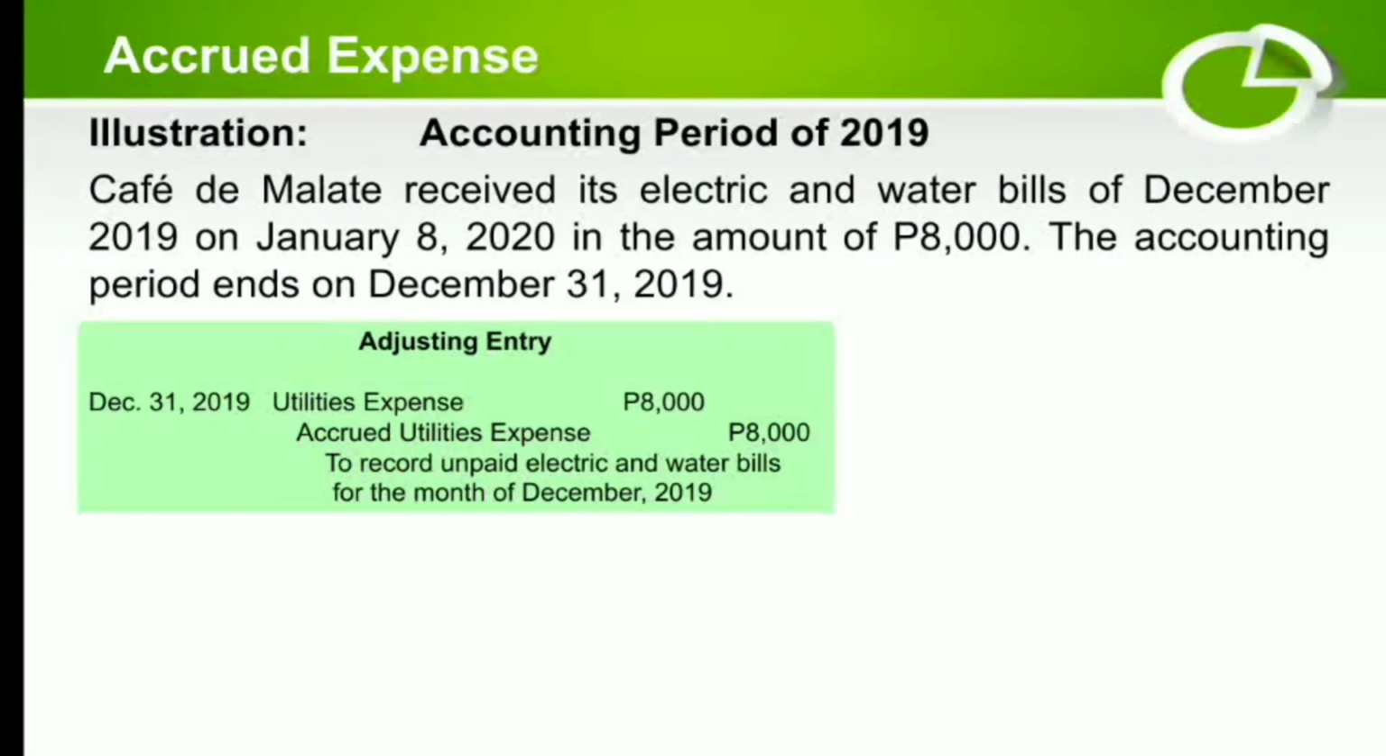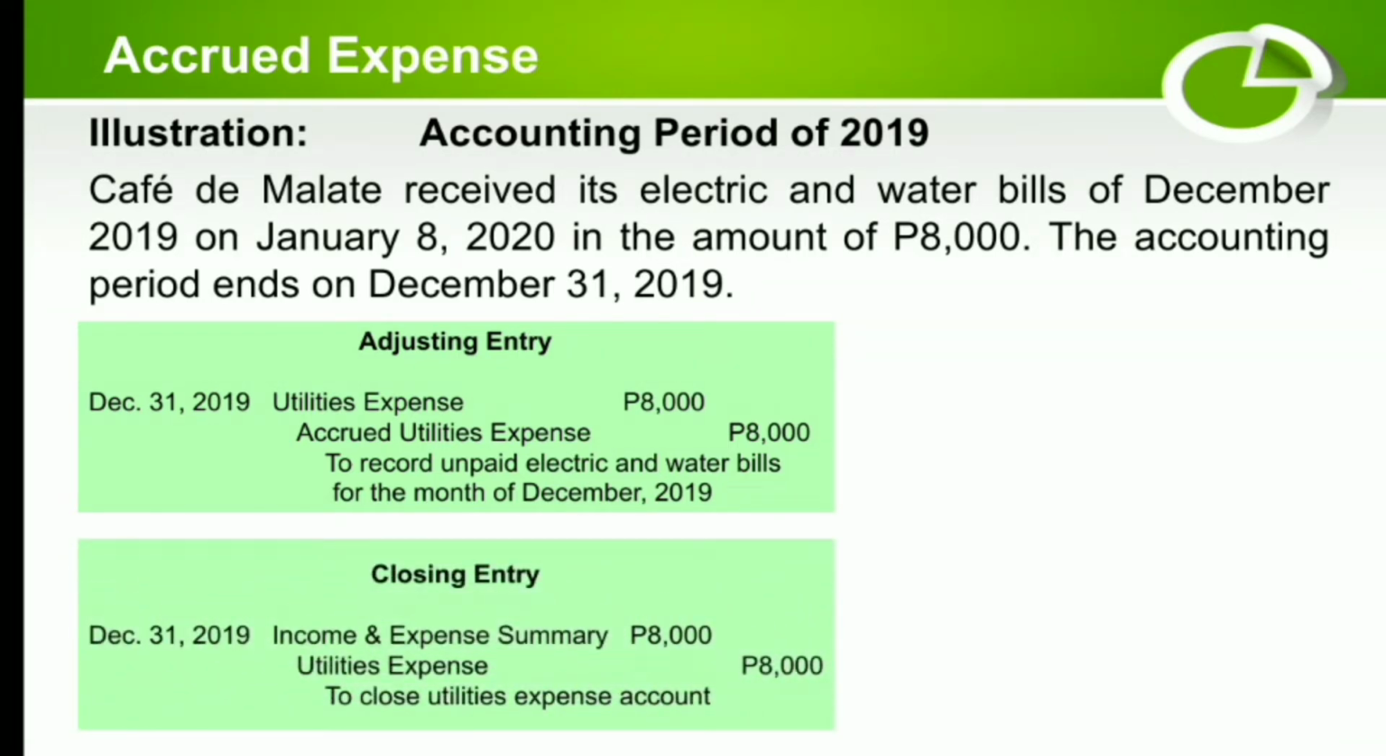Take note that the end of the accounting period of Cafe de Malate is on December 31, 2019, and that means that the books of accounts of Cafe de Malate are to be closed on the said date. And closing of the books includes closing all the income accounts or nominal accounts. Utilities expense is a nominal account, and therefore it should be closed to the temporary account, income and expense summary. So here's now the closing entry on December 31, 2019. We have income and expense summary of 8,000 pesos, that is debit, and then credit to utilities expense, 8,000 pesos.